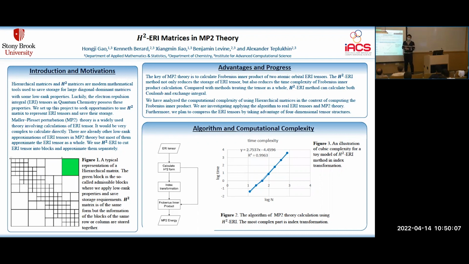Okay. I'm sorry, can you speak louder? Yeah, is this structure also useful to make matrices?